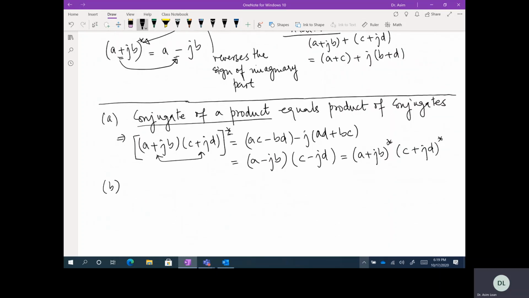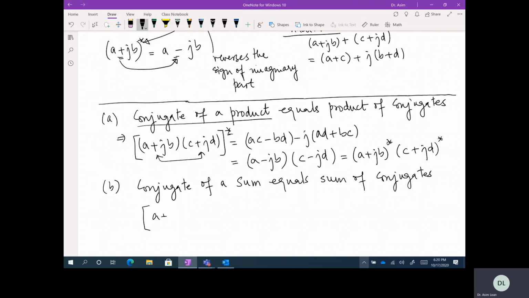Okay, the second one is conjugate of a sum. The conjugate of a sum equals the sum of conjugates. So take A plus JB plus C plus JD.